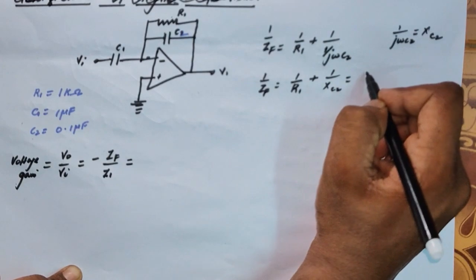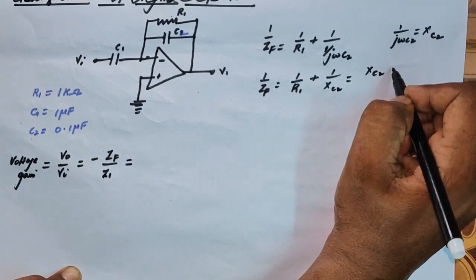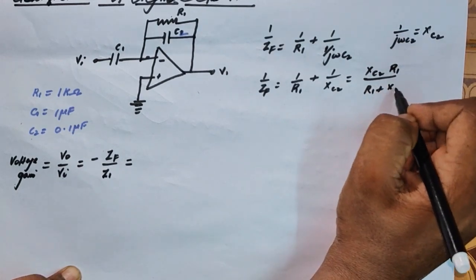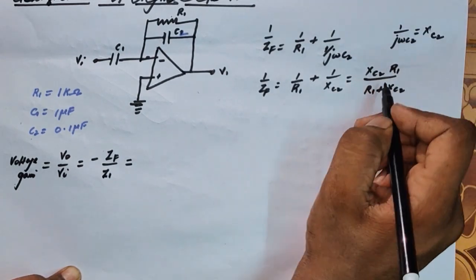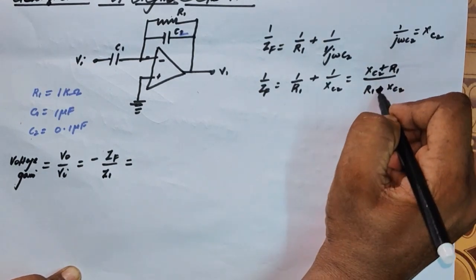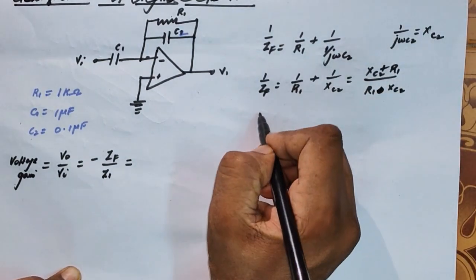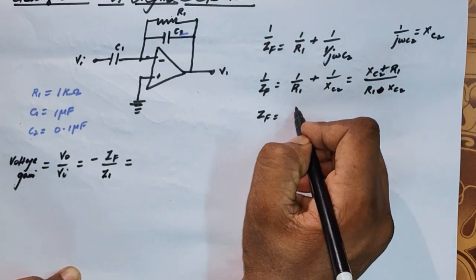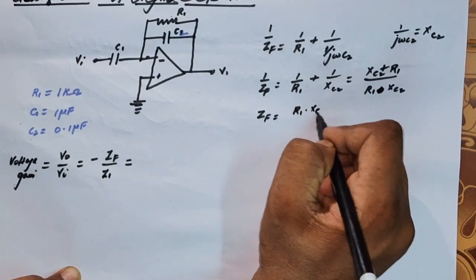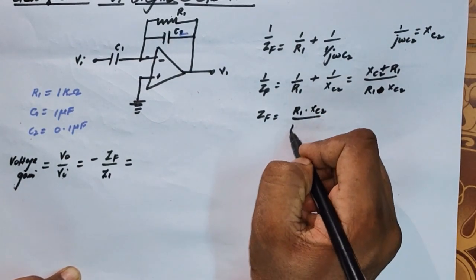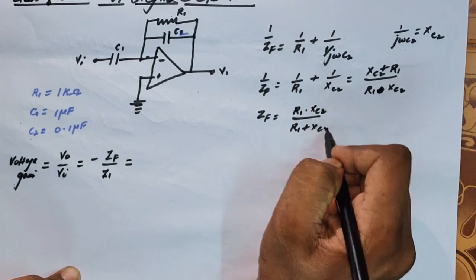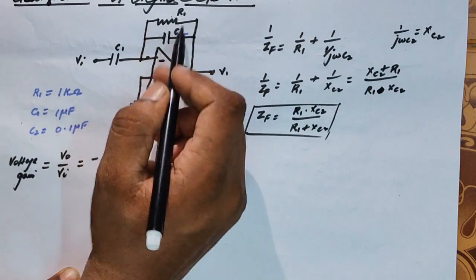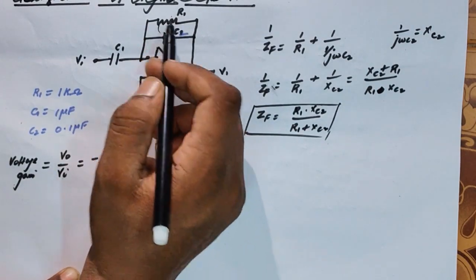If you cross multiply these two, it will give XC2 times R1 divided by R1 plus XC2. Or else, if you are inverting this one, ZF, you have to invert this one also. So ZF equals R1 dot XC2 divided by R1 plus XC2. This is the impedance in the feedback circuit, the net impedance.